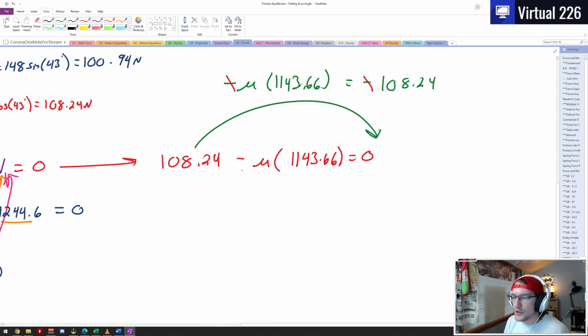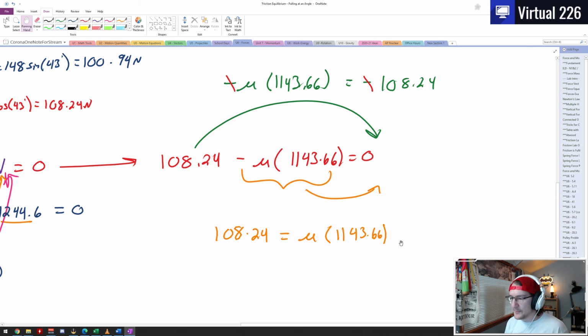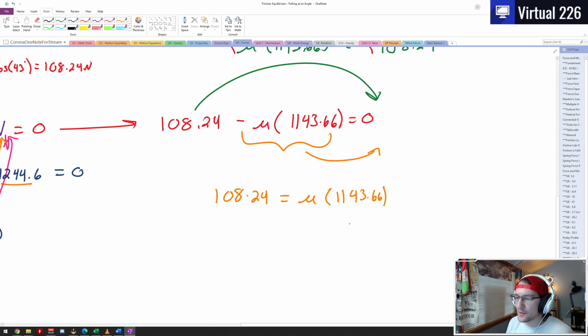Or if you wanted to, you could move this entire term over to the other side, in which case you'd have something that looks like 108.24 equals mu times 1143.66. Notice that in either case, it doesn't matter. We get the same thing. We need to get mu by itself, though, so we'll divide by the 1143.66. That divides out.